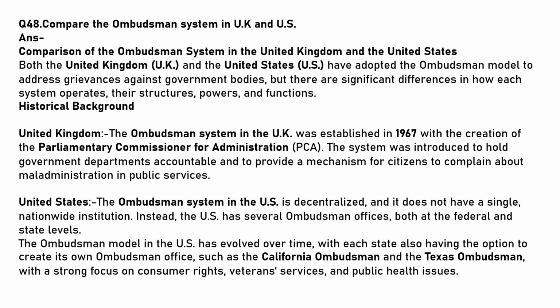Compare the Ombudsman system in UK and US. The United Kingdom and United States both have adopted the Ombudsman model to address grievances against government bodies, but there are significant differences in how each system operates, their structure, powers and functions. Historical background. The Ombudsman system in the UK was established in 1967 with the creation of the Parliamentary Commissioner for Administration, that is PCA. The system was introduced to hold government departments accountable and to provide a mechanism for citizens to complain about maladministration in public services.